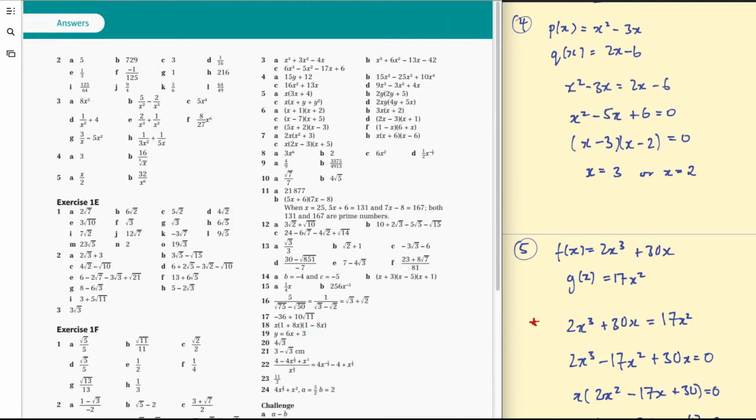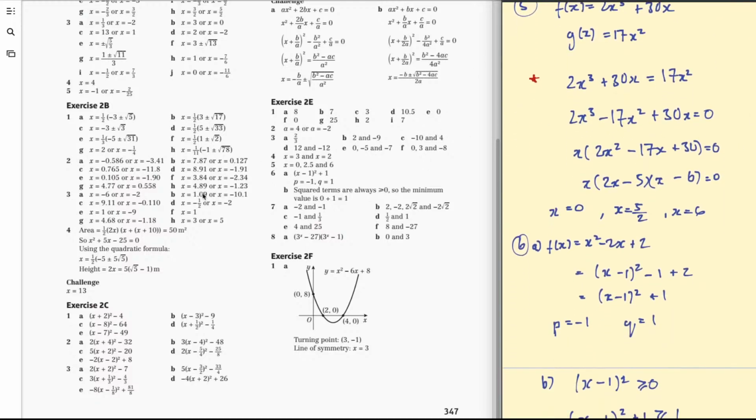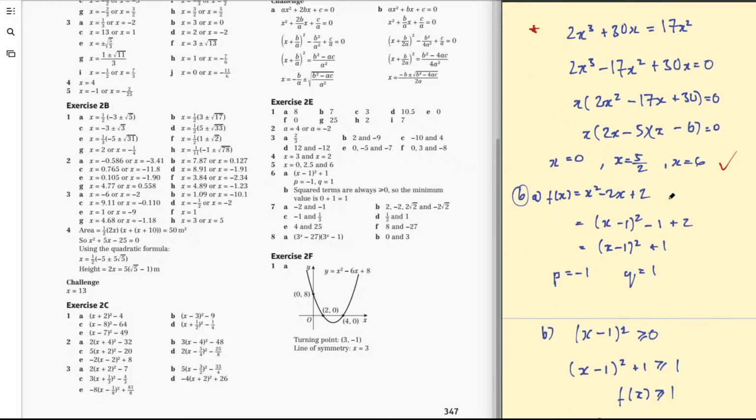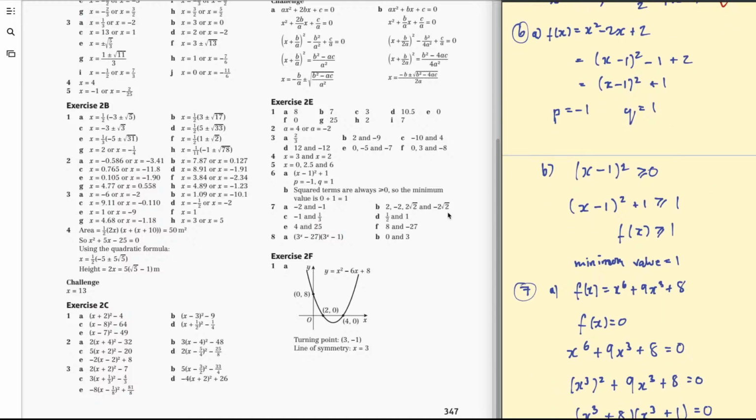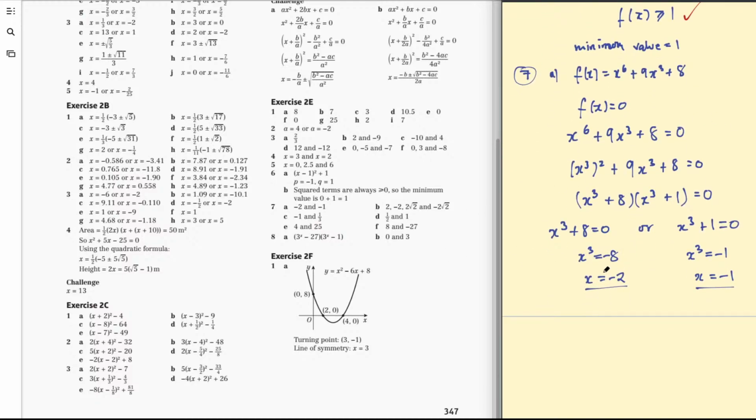So 2E, question 4 was 3 and 2.5, 0, 2.5 and 6. P negative 1, Q 1. So the minimum value is 1. And 7a was negative 2 and negative 1.